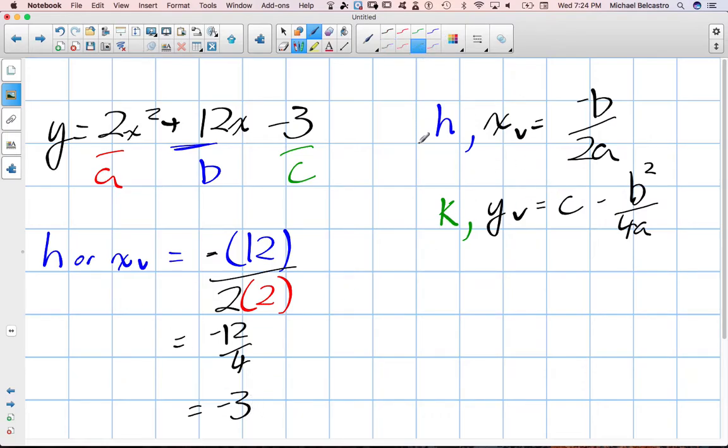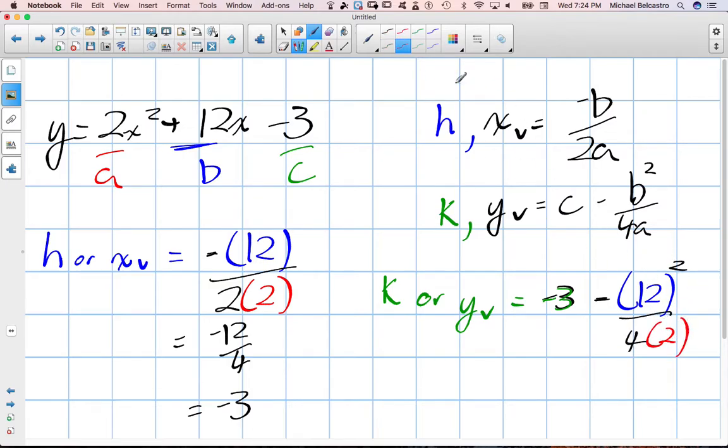Our k value, or the y value of the vertex, is equal to our c term, which is negative 3, minus our b term, which was 12, and then we have to square it. I'm going to put this in green, just so we correlate with our colors above. Divided by 4 times a, and a is the value of 2. So let's do that exponent first. 12 squared is actually 144. It's a pretty big number, 144.